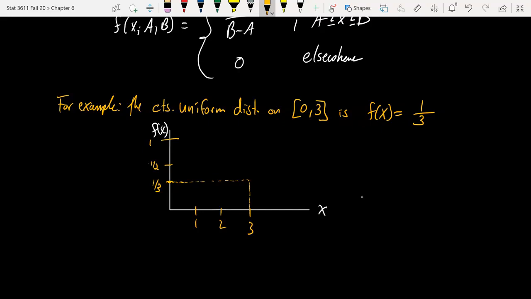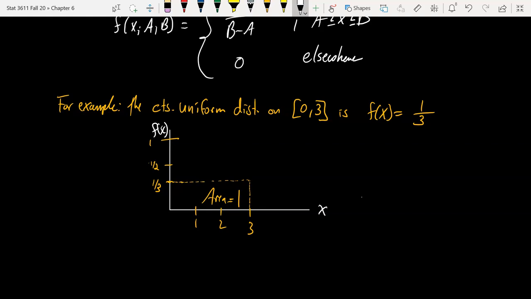Notice the area in here is equal to what? Well, we don't need to integrate. Certainly we can integrate, but that's just a rectangle, right? The area there is height 1/3, base 3, area is equal to 1, which is good because that's what we expect when we have a valid probability density function. So it's pretty simple to work with.